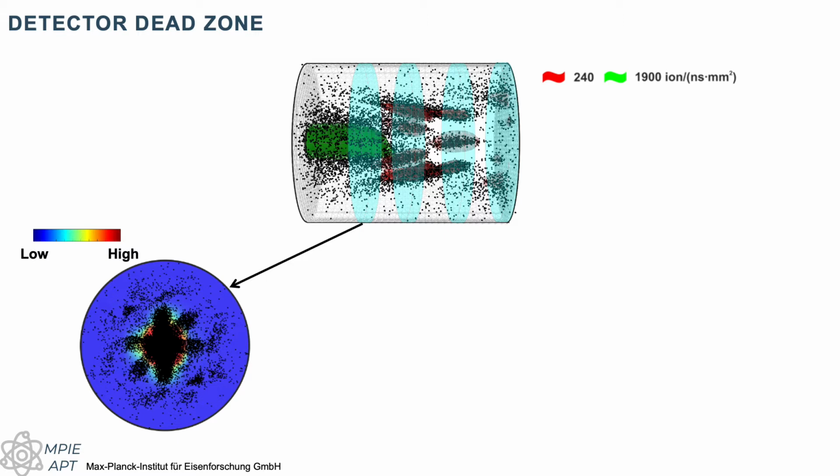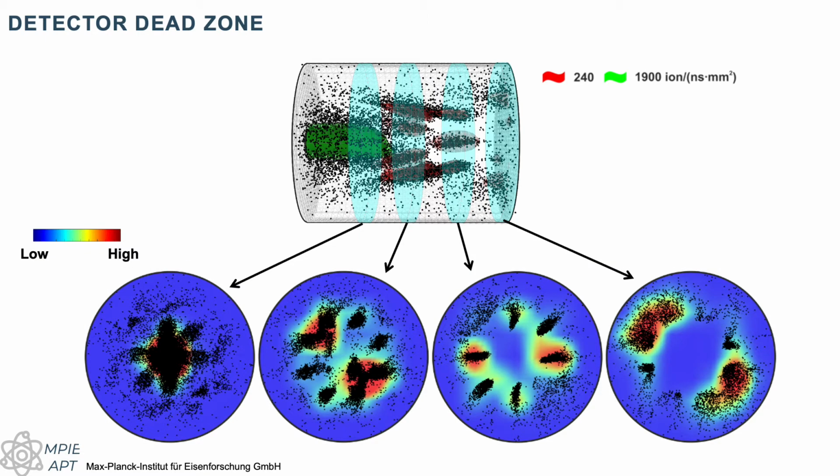But this varies with time because the signals propagate along the lines. So as we look at different times after the impact, we see that this pattern is changing, and it's changing in non-trivial ways because of the way the signals travel along the lines and where the overlap between the different signals from the different ions arriving successively on the detector can occur.